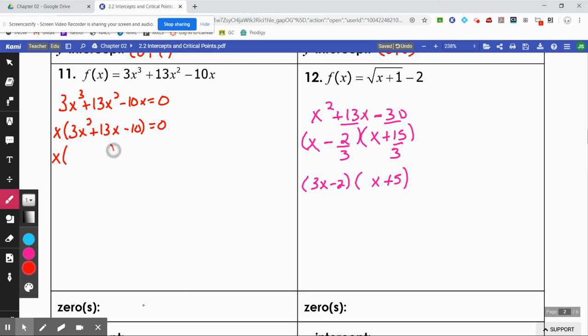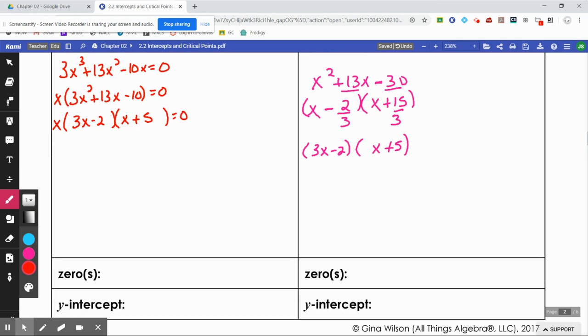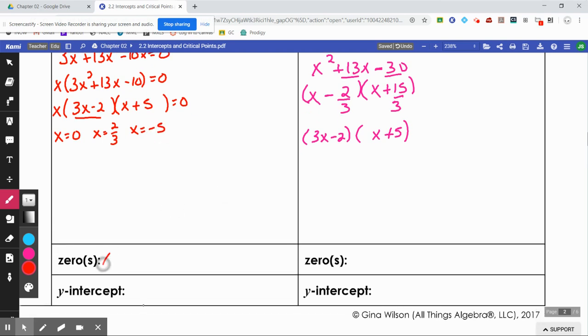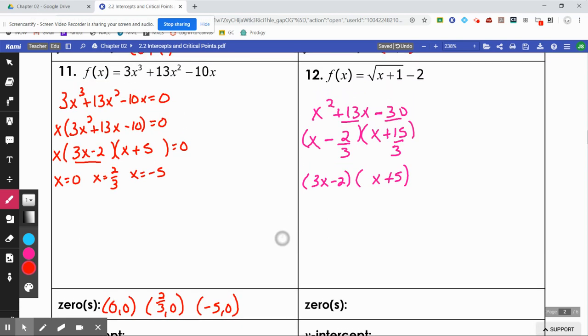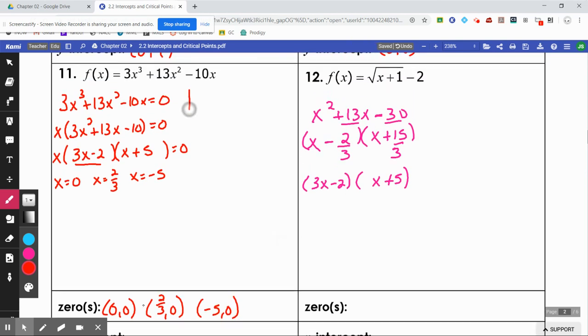Leave the x, two sets of parentheses, (3x - 2)(x + 5). Set each factor equal to 0, and you get 0. Set this equal to 0, move the 2 over and divide by 3, gives you 2/3. Set this equal to 0, and you get negative 5. So my 3 x-intercepts are (0, 0), (2/3, 0), and (-5, 0). And again, you could find this exact same information by a graph. You could graph this function, and you could actually just look and see where it crosses.